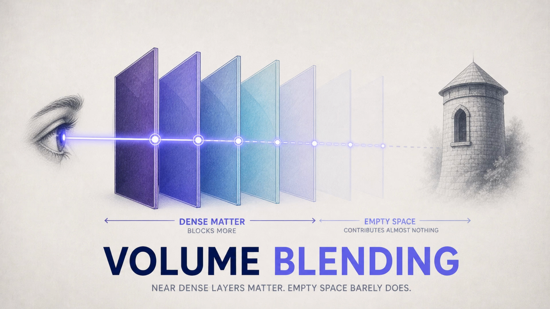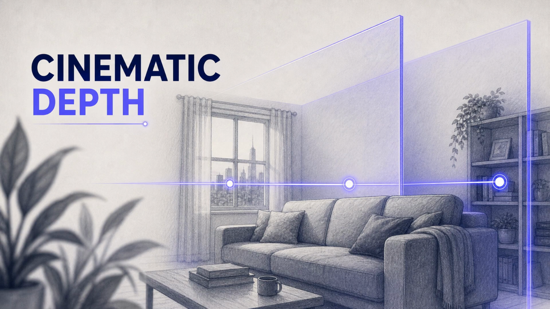Empty space contributes almost nothing. NeRF rendering uses this kind of volume blending to decide the final color of each pixel. The result can feel cinematic because the model has learned more than a flat panorama. As the viewpoint moves, foreground objects shift against the background. Hidden surfaces may come into view. Reflections and soft edges can change in ways that feel spatial.